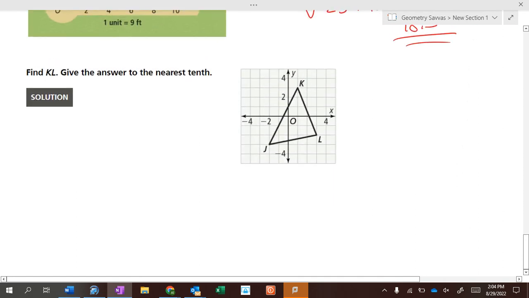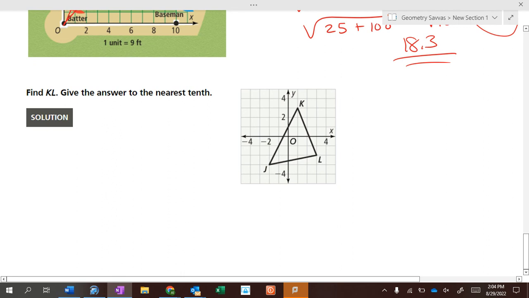Okay, the last one we're going to do, we're going to find the length of KL. Well, to do this, we got to know where K is. What's the ordered pair for K? 1, 3. What's the ordered pair for L? 3, negative 2. Okay? So let's make this x1, y1, and this x2, y2.